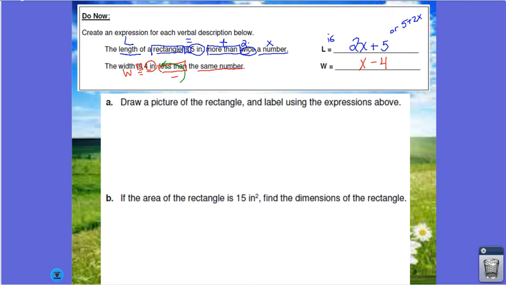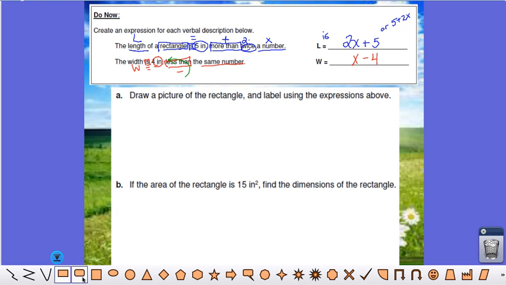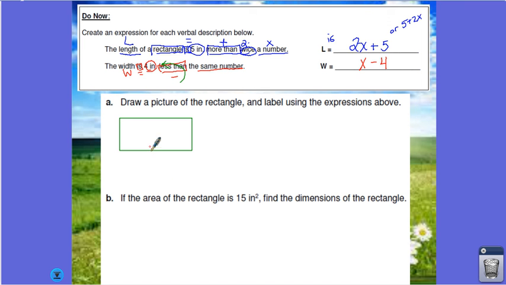For part A, we're asked to draw a picture of the rectangle and label using the expressions from the do now. So we have this rectangle here, and we're going to label the sides. The length is 2x plus 5, and the width would be x minus 4.